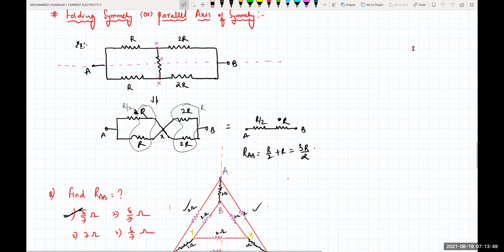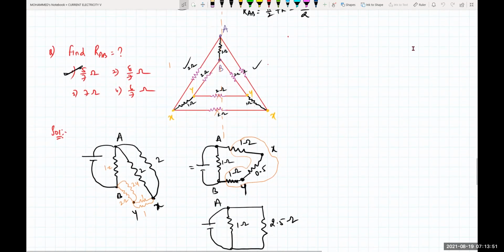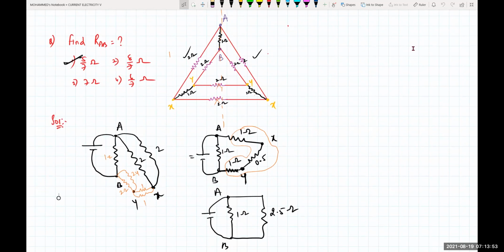Yes, sir. Next one, 20. Find the resistance across A and B. Try to see this one. We have got a triangle, beta, with different resistors in this one right now. So we need to calculate the effective resistance across A and B.